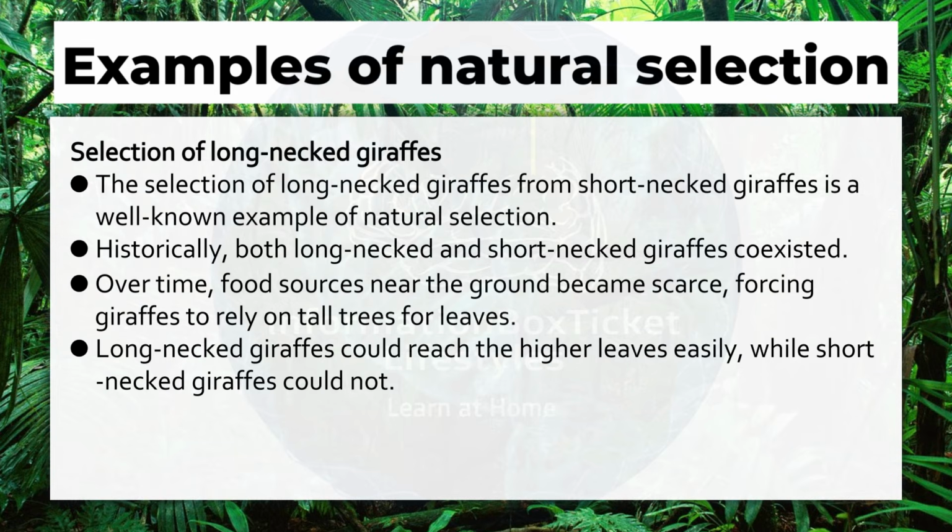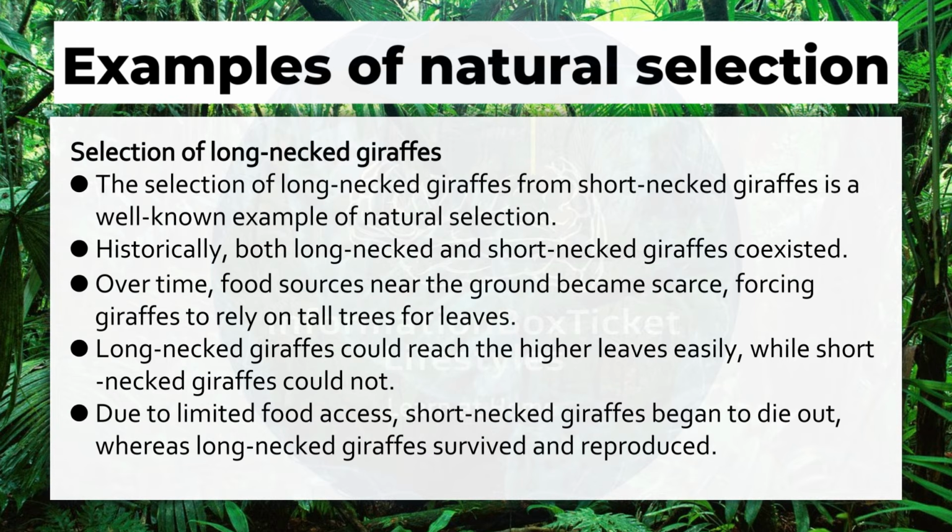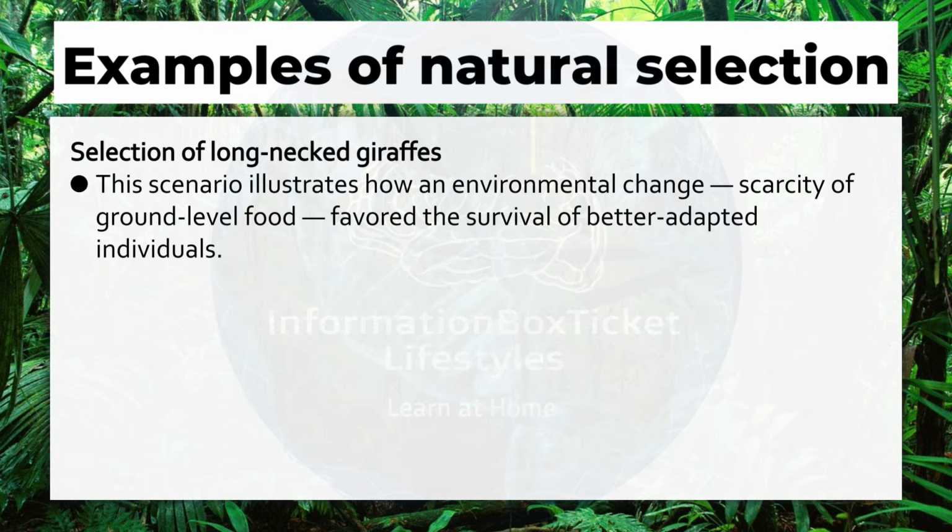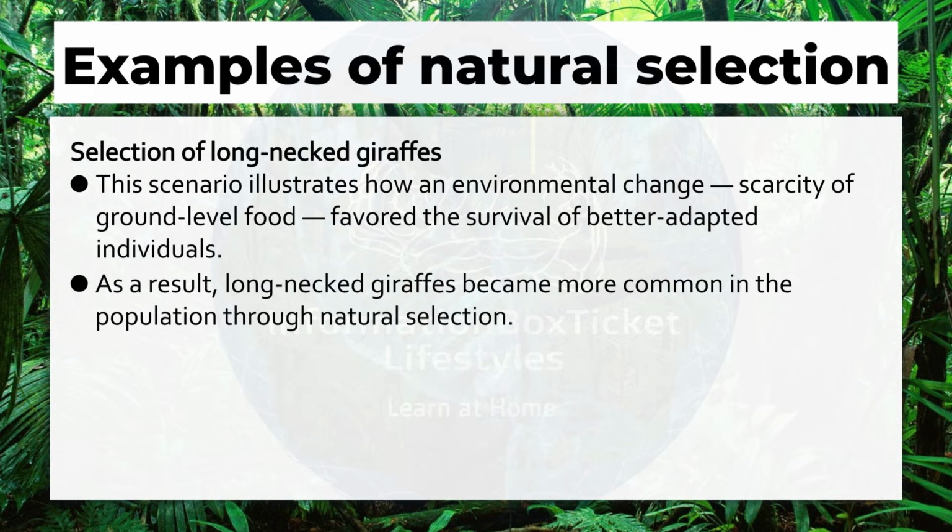Long-necked giraffes could reach the higher leaves easily, while short-necked giraffes could not. Due to limited food access, short-necked giraffes began to die out, whereas long-necked giraffes survived and reproduced. This scenario illustrates how an environmental change, scarcity of ground-level food, favored the survival of better adapted individuals. As a result, long-necked giraffes became more common in the population through natural selection.